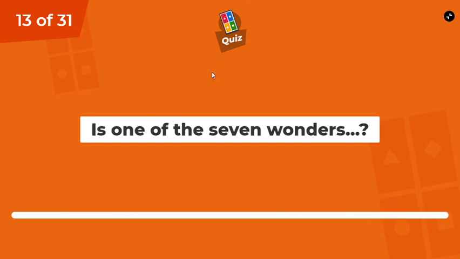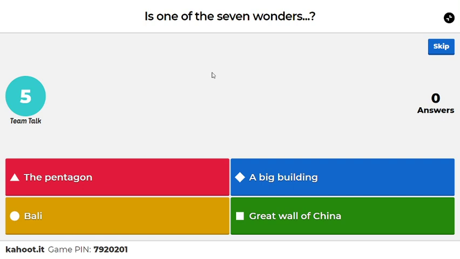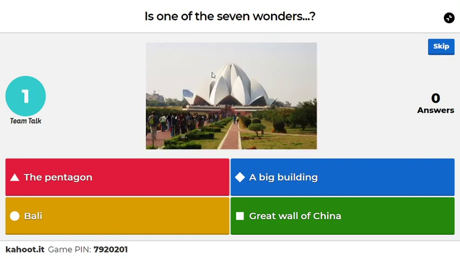Is one of the seven wonders the Pentagon, a big building, Bali, or Great Wall of China? Don't look at the picture. It's not with it. Resimle alakası yok, şıklara bakıyorsunuz.